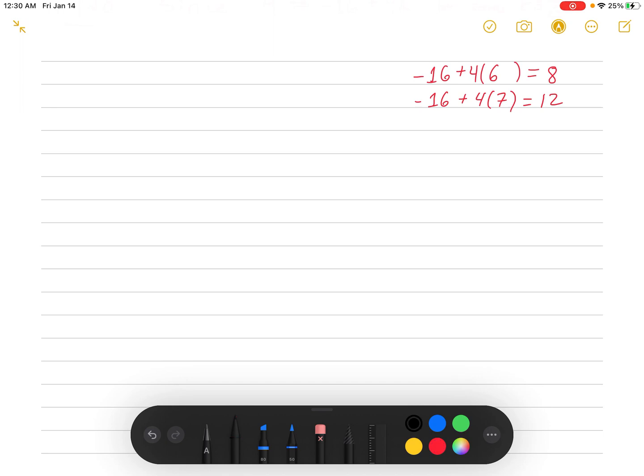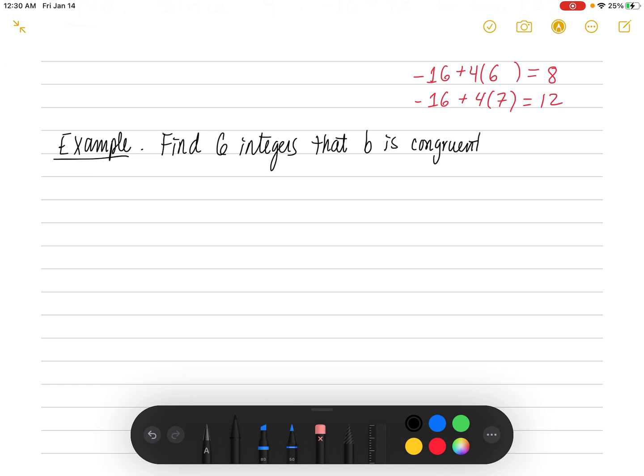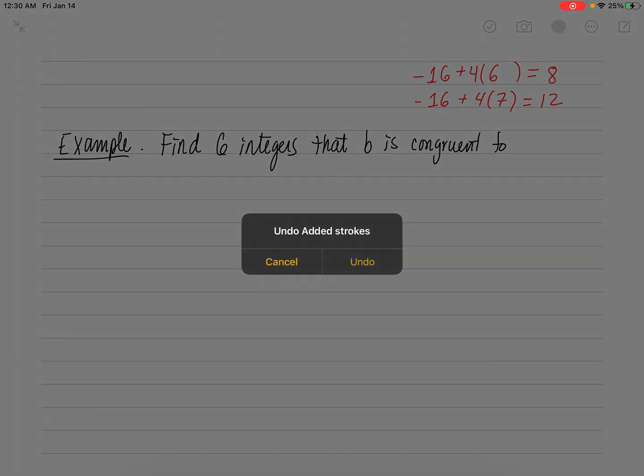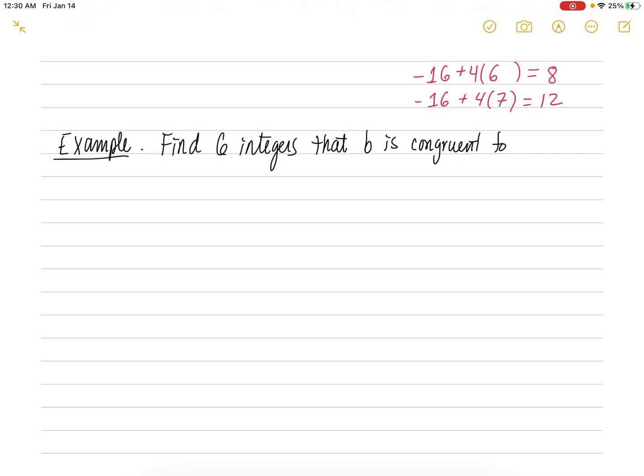Here's an example. Find 6 integers that B is congruent to modulo M. So we're going to give you a B and an M, and we're going to have 6 integers that B is congruent to. We have to find 6 integers. So let's say B were 2 and M were 7.